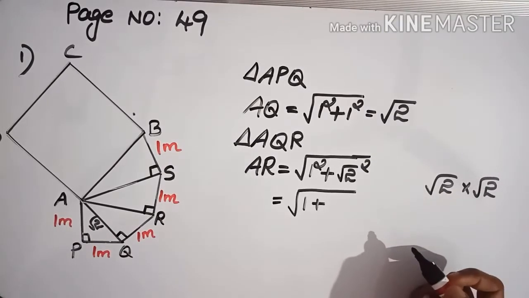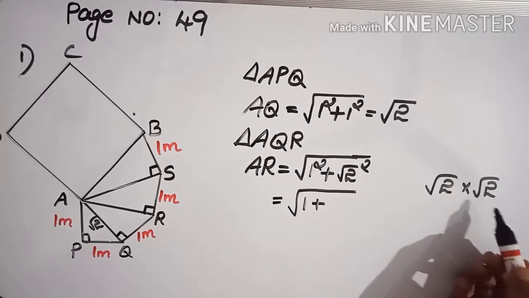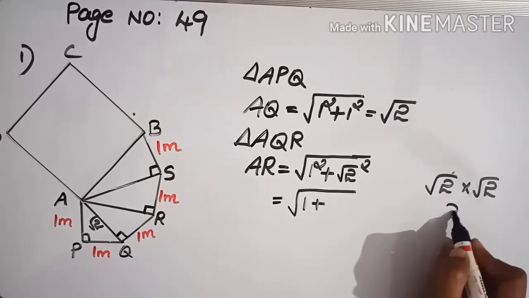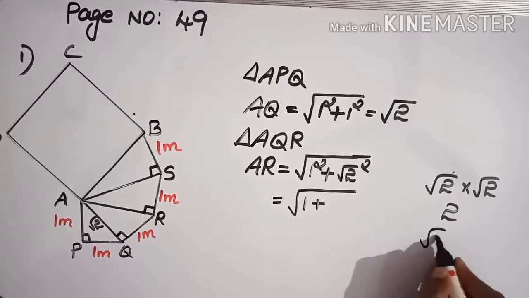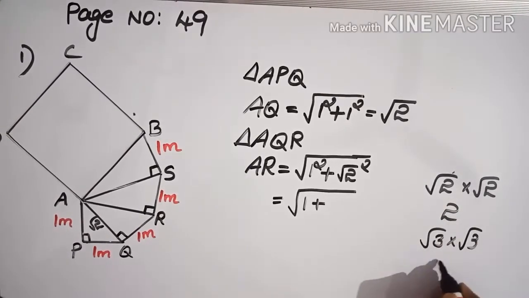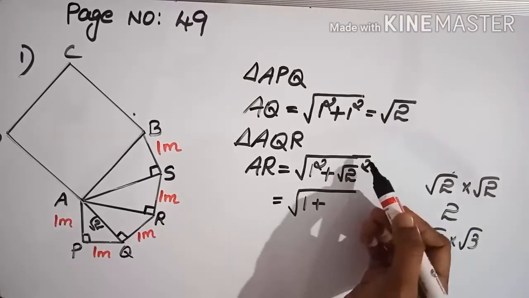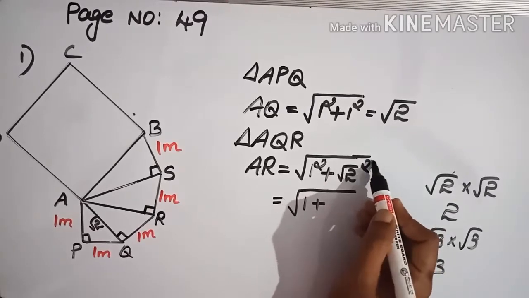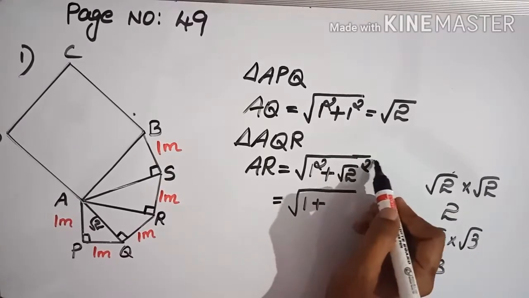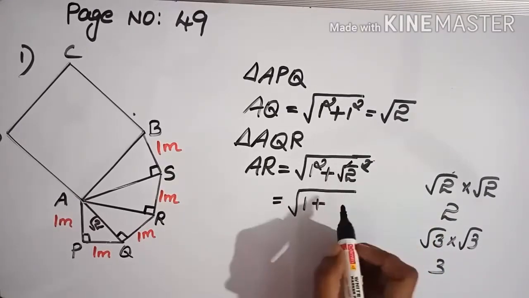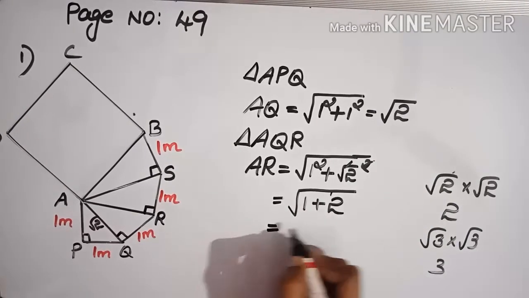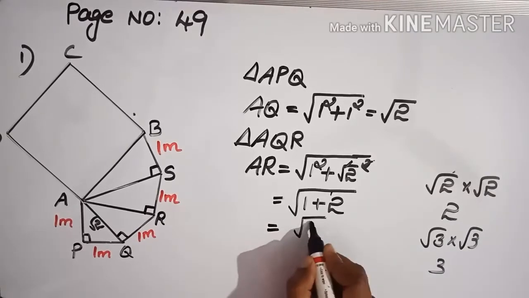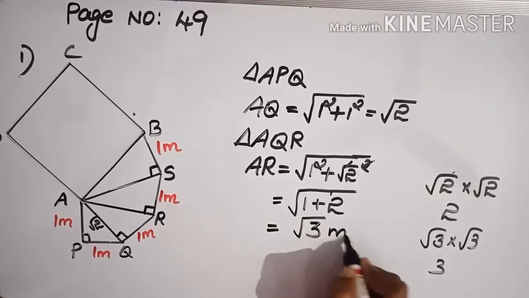What will be the answer? This also you learned in 8th standard. Root 2 into root 2 gives 2. Similarly, root 3 into root 3 gives 3. When square and root come together, you can cancel the square and the root, and the answer is the number itself. So the final answer is 1 plus 2, that is root 3 meter.